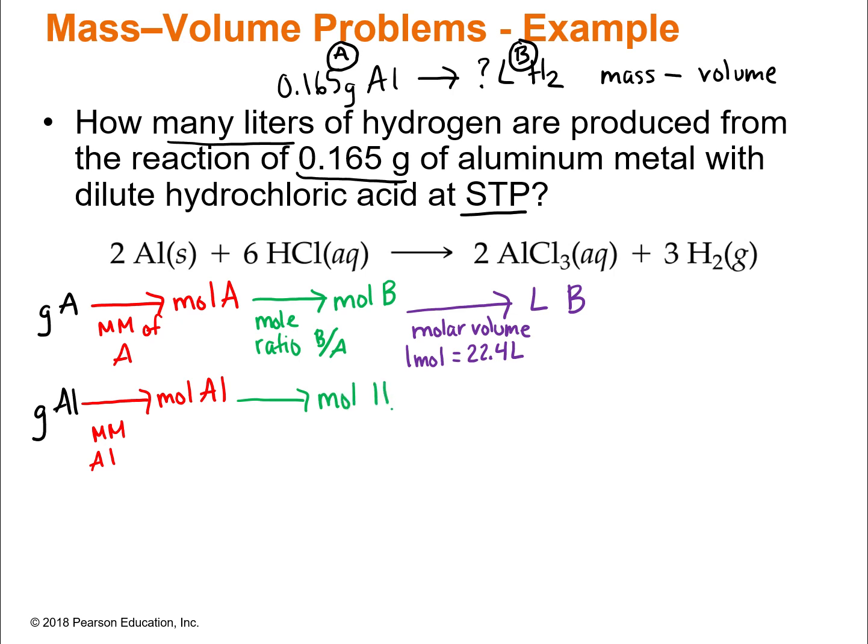Then we convert to moles of hydrogen gas using a mole ratio. The final step, we're going to use that molar volume, which I'll abbreviate MV, to go from moles of hydrogen gas to liters of hydrogen gas. Is everybody with me so far? Okay.